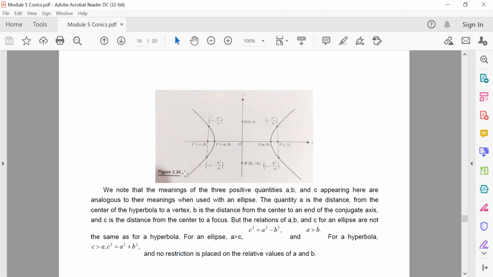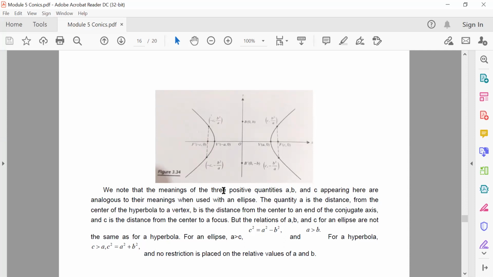Another axis that plays an important role in defining the hyperbola is the conjugate axis, ang katumbas niyan ay minor axis. This axis has no point in common with the hyperbola. It is perpendicular. Kung ang transverse mo ay x-axis, y-axis is the conjugate, kasi perpendicular to x-axis, which is the y-axis.